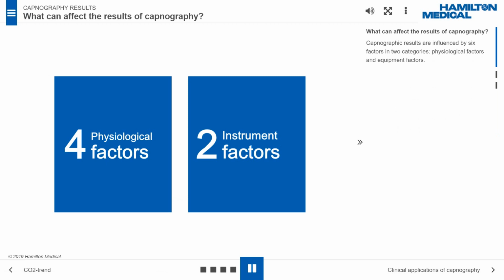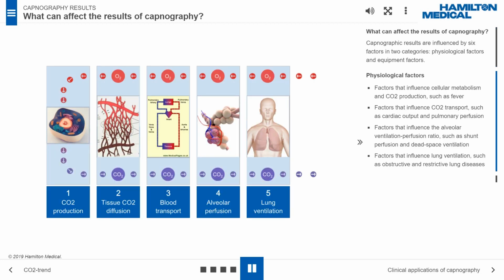What can affect the results of capnography? Capnographic results are influenced by 6 factors in 2 categories: physiological factors and equipment factors. Physiological factors. Factors that influence cellular metabolism and CO2 production, such as fever. Factors that influence CO2 transport, such as cardiac output and pulmonary perfusion. Factors that influence the alveolar ventilation-perfusion ratio, such as shunt perfusion and dead space ventilation. Factors that influence lung ventilation, such as obstructive and restrictive lung diseases.